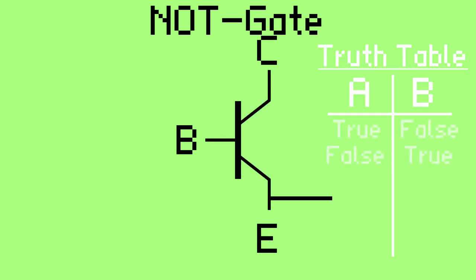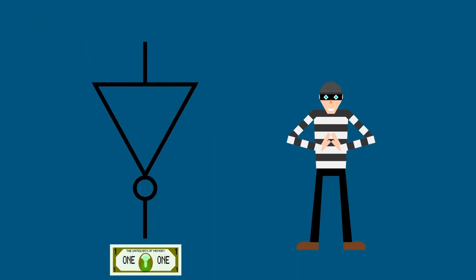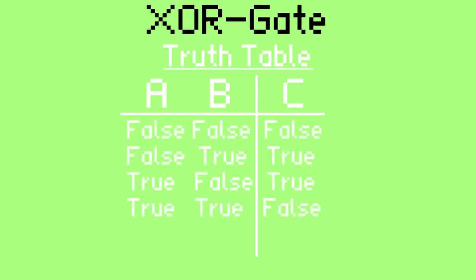The NOT gate converts every signal, just like a criminal trying to turn false money into real money. There are 4 more logic gates, but we'll only take a look at one more, the exclusive OR gate. Actually, we won't take a look at its construction, but we will take a look at its truth table.